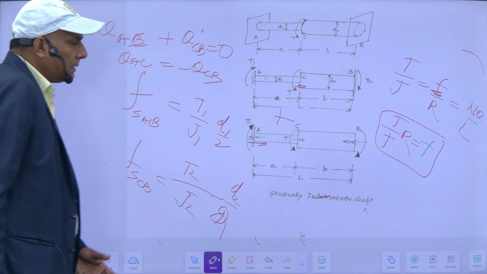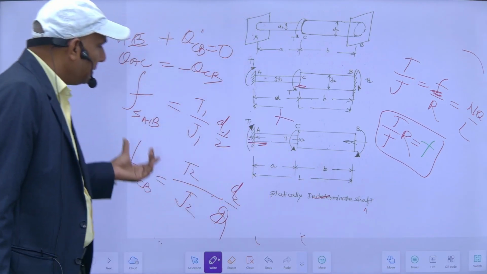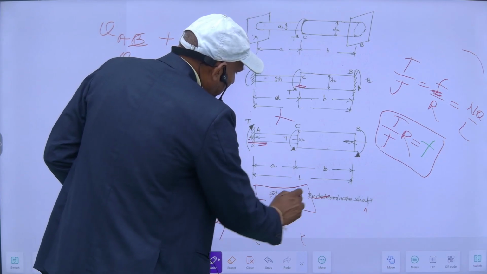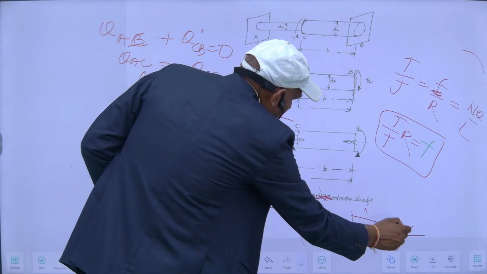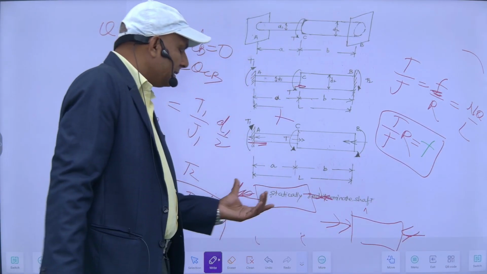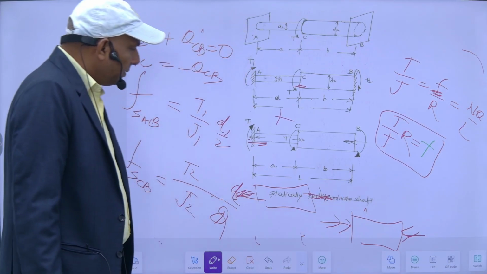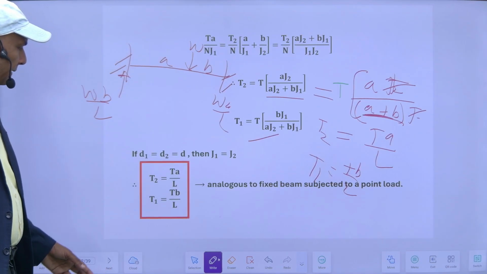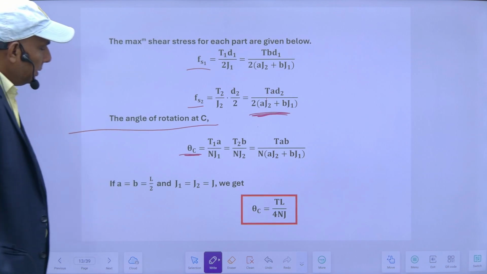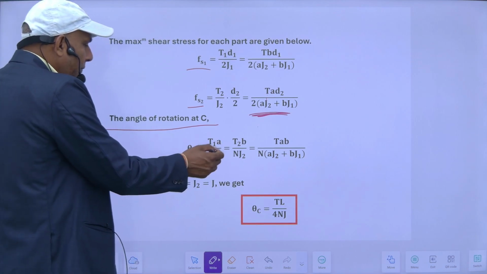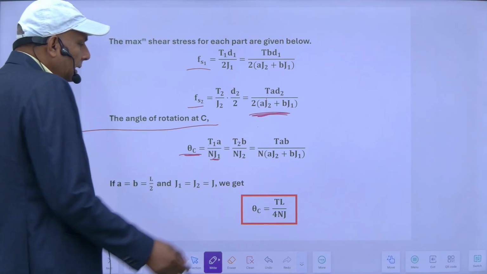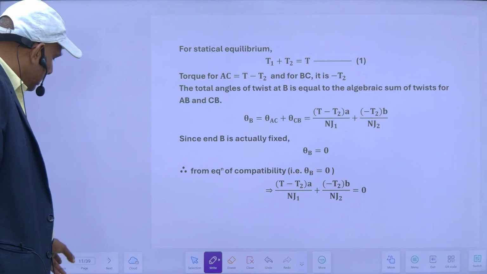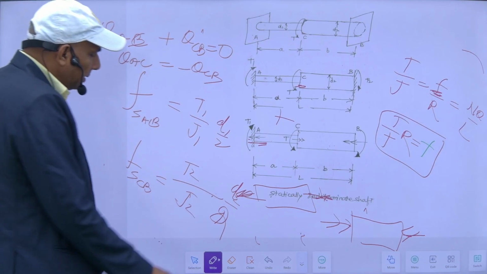So if I calculate my theta C either from this end or from this end, they are equal but have a different nature. If my torque here is this way, then for the CB portion it will be the other way. If one is like tensile, the other is compressive. So they will be equal and opposite. If I calculate my theta C from the T1 side, it will be T1 into its length L upon N into its polar moment of inertia. Otherwise, from the second portion, T2 into B upon J2.